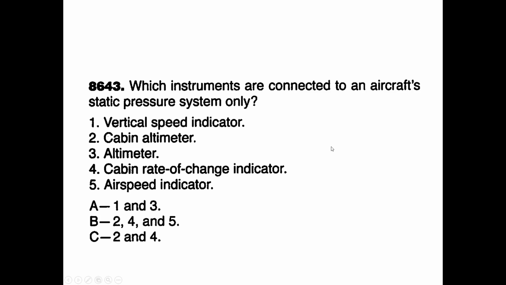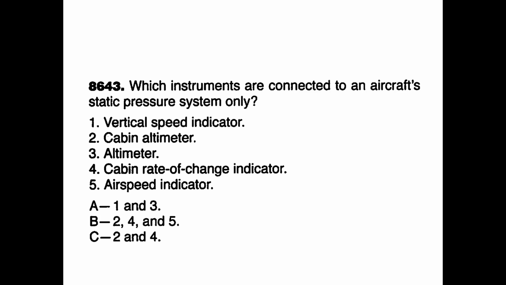Okay, a very similar question. Which instruments are connected to an aircraft's static pressure system only? Okay, we would have had to be looking at the charts there. What are the options? A is the VSI and the altimeter. B is the cabin altimeter. Okay, I'm going to drop that one right away.